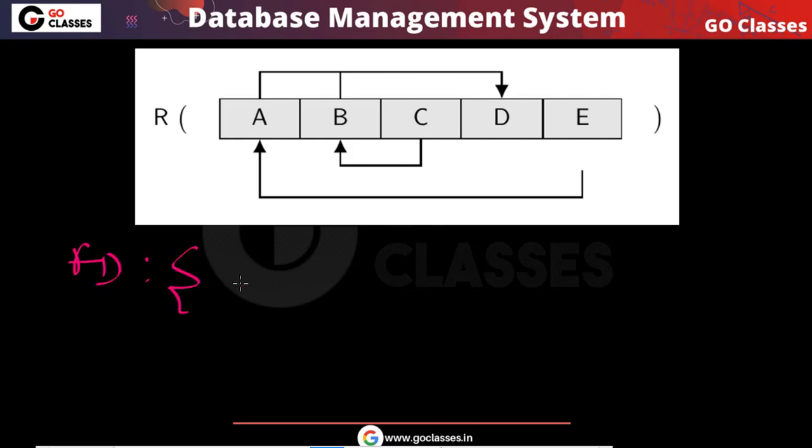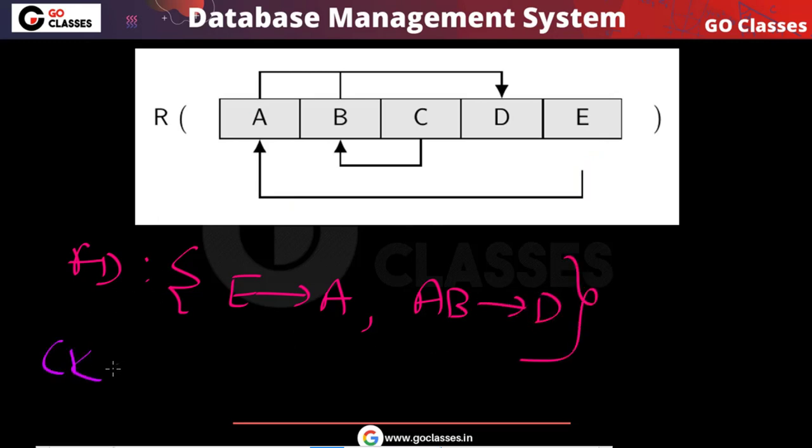So the functional dependencies are, you can notice E determines A, because this is LHS and this arrow is the RHS. Similarly, you can notice that AB determines D. So these are the functional dependencies. Now you find candidate keys.